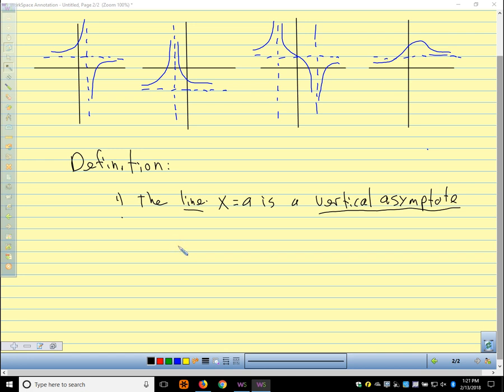The line x equals a is a vertical asymptote if f of x approaches plus or minus infinity as x approaches a. So what that's saying is, as we get close to this x value, the function gets really, really big negative or really, really big positive.